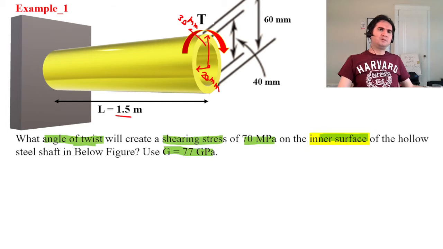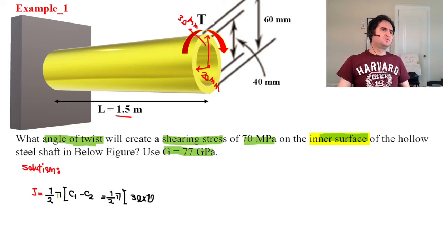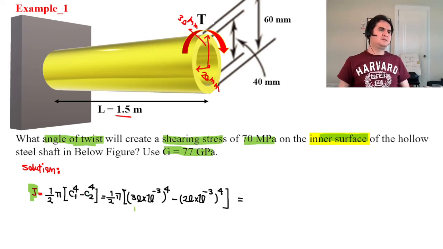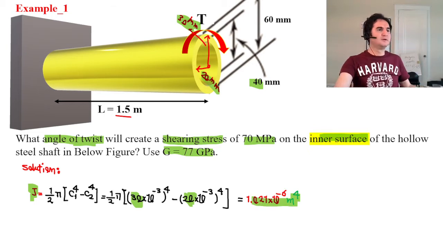To approach such a problem, the very first step is calculating the polar moment of inertia for the hollowed shaft. For hollowed sections, J for a hollowed cylinder is one half of pi times C2 to the power of 4 minus C1 to the power of 4. If you do the math, the outer radius is 30 millimeters, as we talked about, and the inner one is 20 millimeters. So if you do the math, it gives you 1.021 times 10 to negative 6 meter to the power of 4.